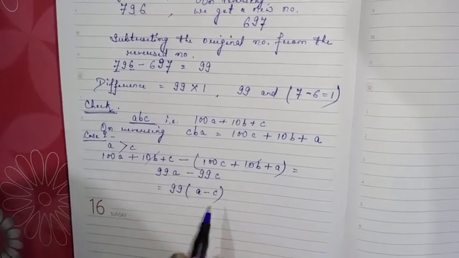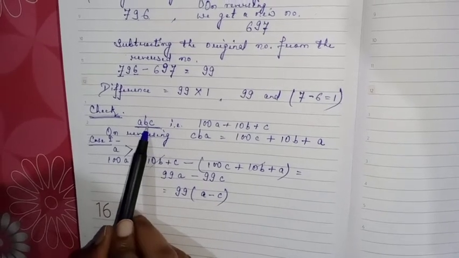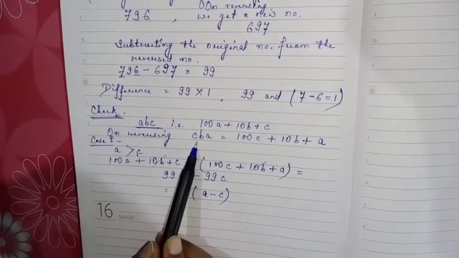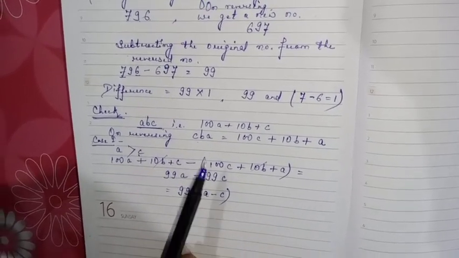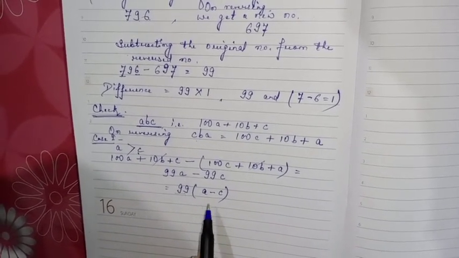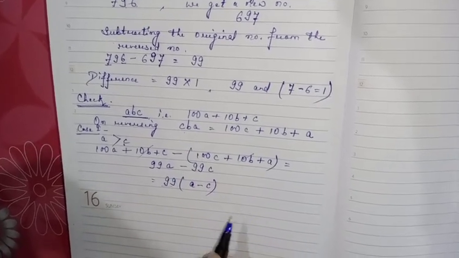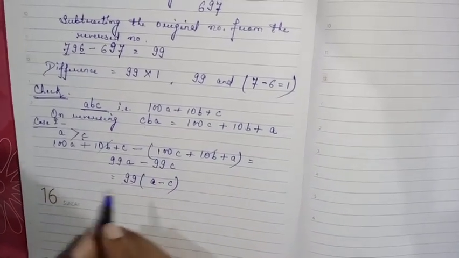That means we can say if A is greater than C, and you reverse the number and subtract it, that difference will be divisible by 99 and the difference of unit digit and hundreds digit. Okay, so this will be case 1.